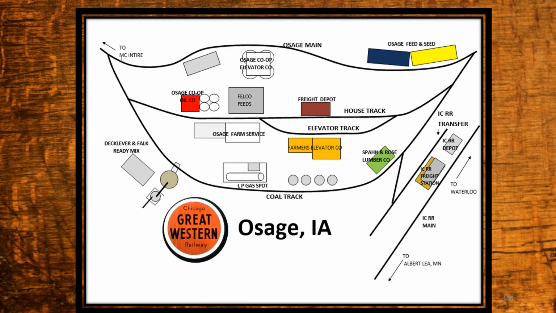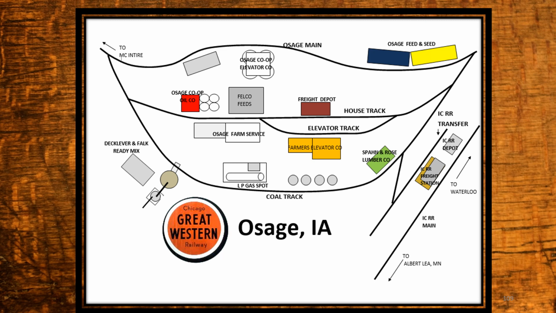Here's kind of the overview of what Osage looked like. The IC tracks are off to the right there, and then you've got these balloon type tracks in Osage of the Great Western. You can see a couple elevators there, a feed, a farm service, an LP, a ready mix, Osage feed and seed, a lumber shed. So there were quite a bit of customers on the line at Osage, and this was a stub end.